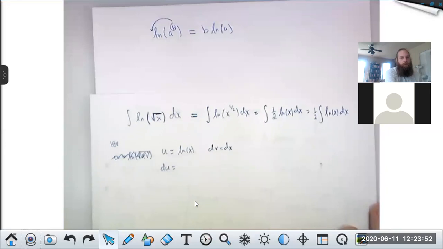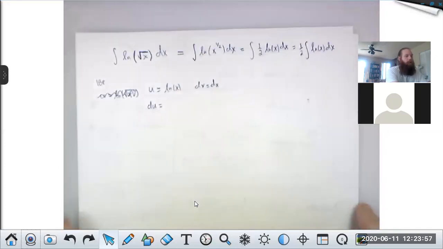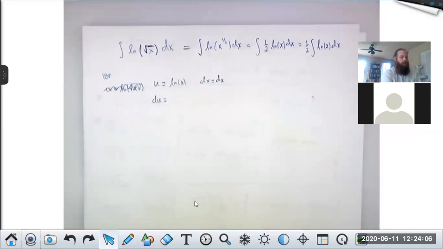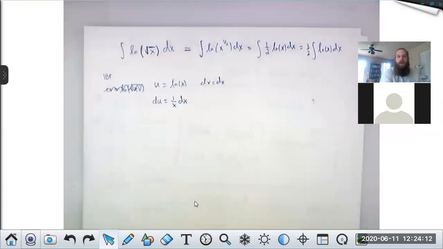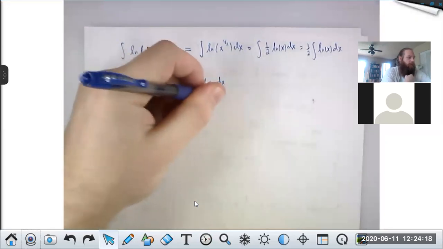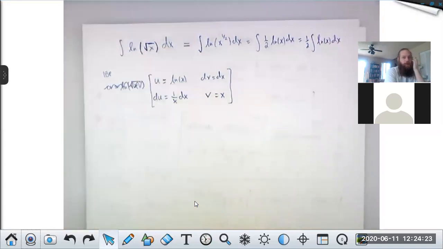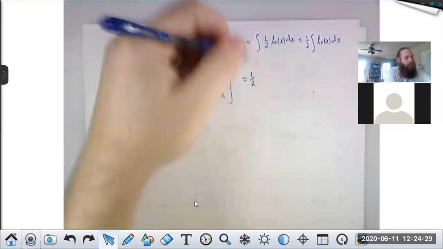Du, derivative of 1/2 natural... So we'll pop the 1/2 out front. We don't even need to worry about the 1/2, I'm just worrying about the integral. The derivative of ln of x is just 1 over x, right? Yes, sir. Exactly. So du is 1 over x dx, and v is just x. So that's my little IBP chart. And according to that chart, I've got a big 1/2 out front, so I write the 1/2 and then open up a paren.